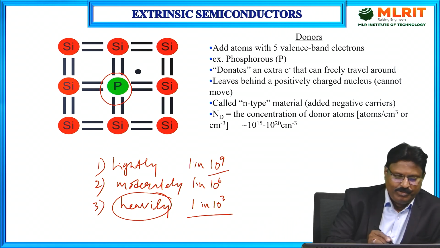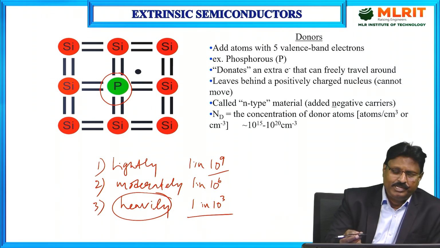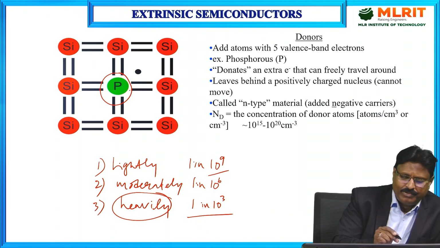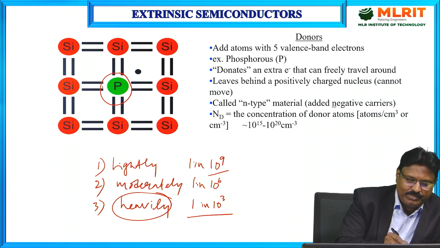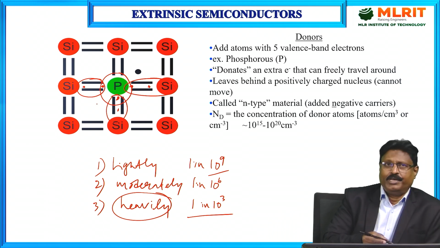So here I am doping a phosphorus atom into the silicon crystal. As already said, the phosphorus atom contains 5 valence electrons. One valence electron of the phosphorus atom makes a covalent bond with the neighboring silicon atom like this. The second valence electron makes a covalent bond with another neighboring silicon atom. And the third valence electron of phosphorus once again makes a covalent bond with another neighboring silicon atom.